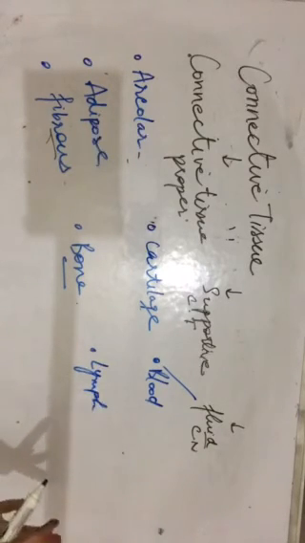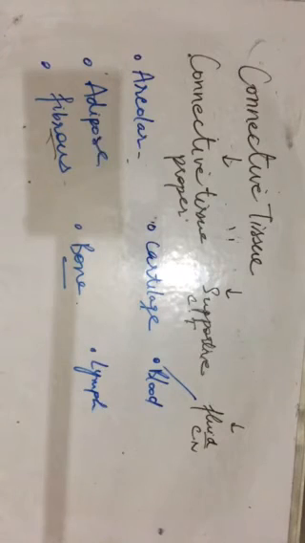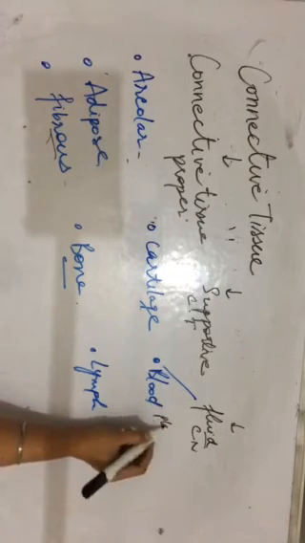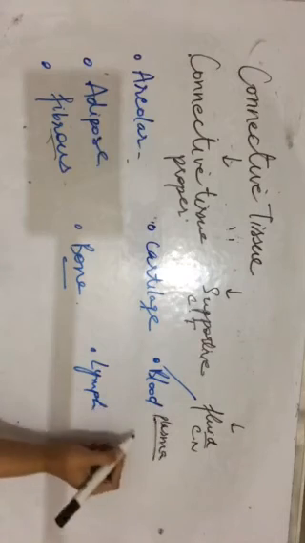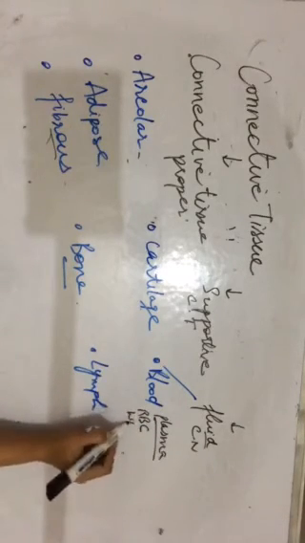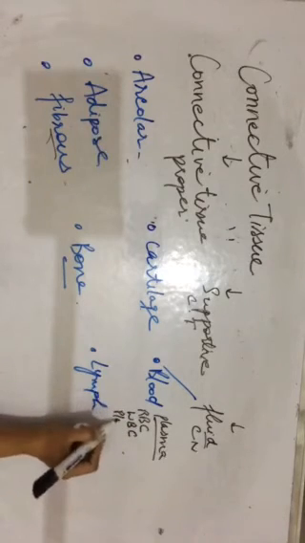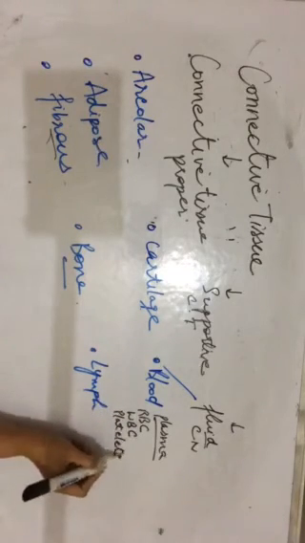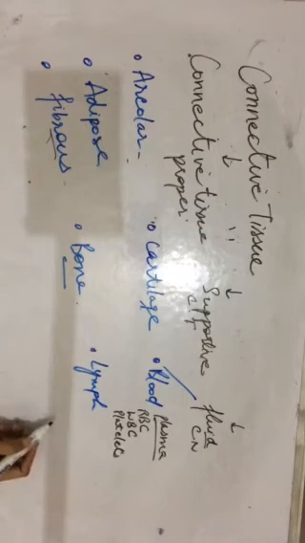So blood, what does it consist of? Two things mainly. Number one is plasma, the liquid part, and there are cells in this liquid. The cells are RBC, WBC, and platelets. All these things form your blood.